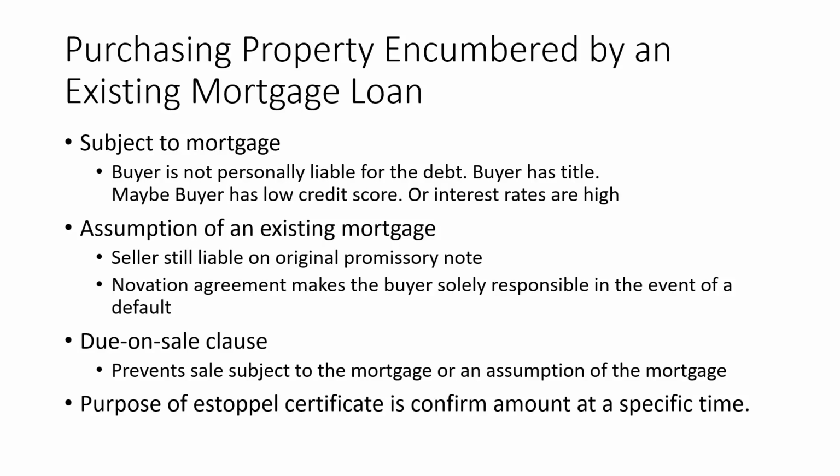A due on sale clause prevents sale subject to the mortgage. It prevents sale of the property that is subject to the mortgage or an assumption of the mortgage. In other words, we do not want you to sell the property unless you pay off the mortgage completely. And we would ask the mortgage company exactly how much is owed so we can clear that debt at a specific time. We would ask them for an estoppel certificate or estoppel letter.